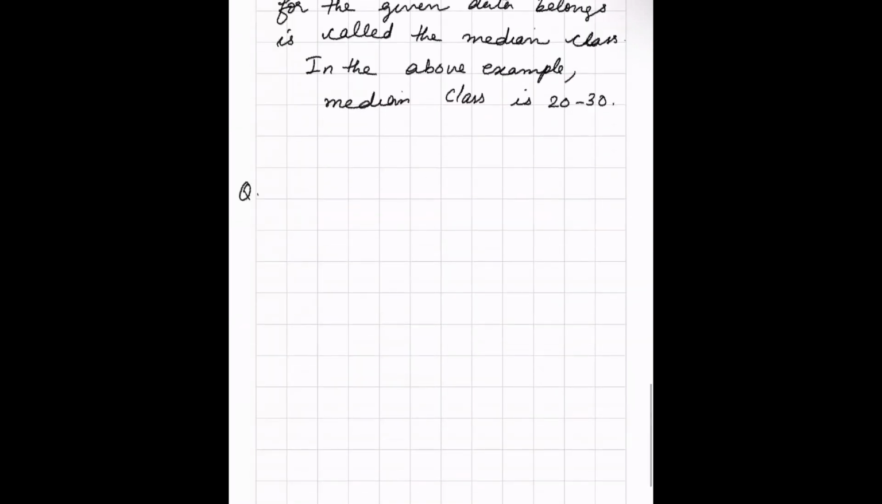So the wages are given, and the number of workers is also given. Let me give you that information.